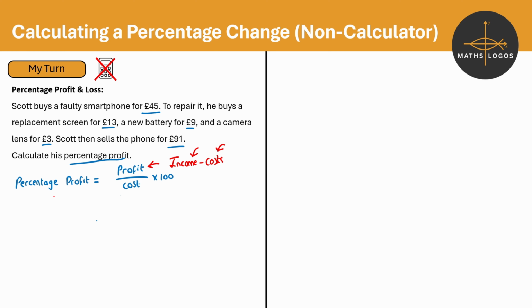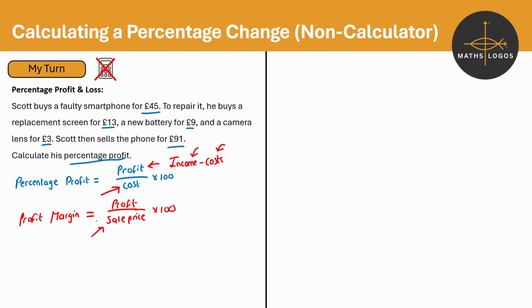Now, another term that you might hear is what's called profit margin. And this is different to percentage profit because the denominator is different. So profit margin is actually profit over the sale price, multiplied by 100 if we wanted it as a percentage. Now, the difference between these two terms, percentage profit and percentage margin, comes from the difference in their denominators.